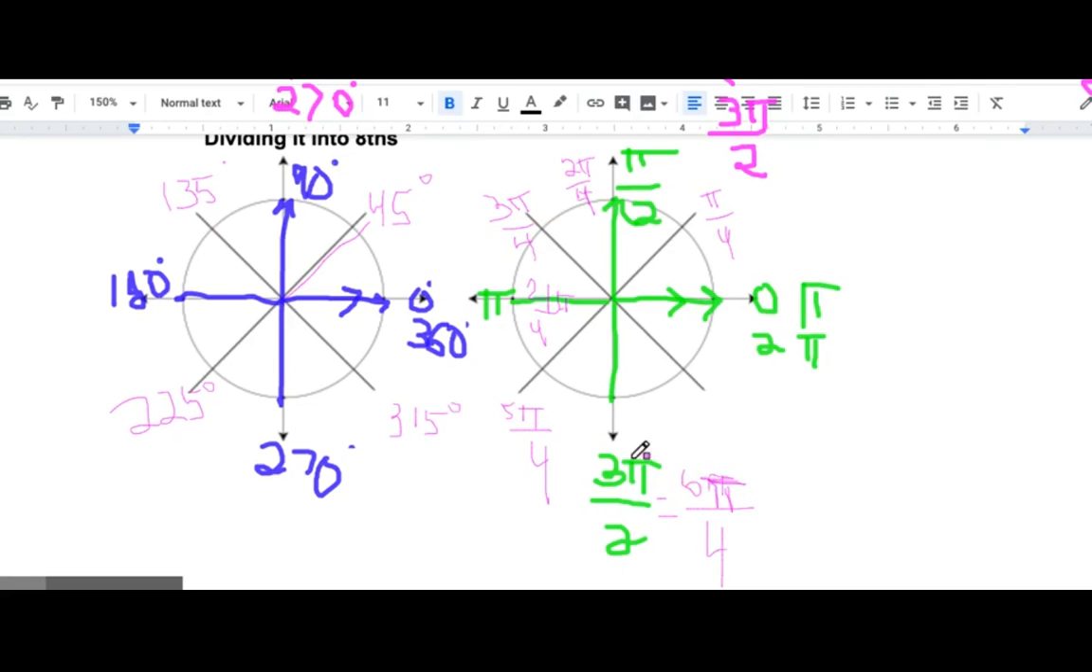If I do 6 divided by 2, I get 3. If I do 4 divided by 2, I get 2. So these are the same fraction. This is my 7th pi over 4. I'm going to circle this because it's one number, despite how it looks. All right. And this 2 pi would be my 8th pi over 4. But again, 8 pi divided by 4 just becomes 2 pi. And it's better to write it in its simplified form. So that's dividing it into 8s.